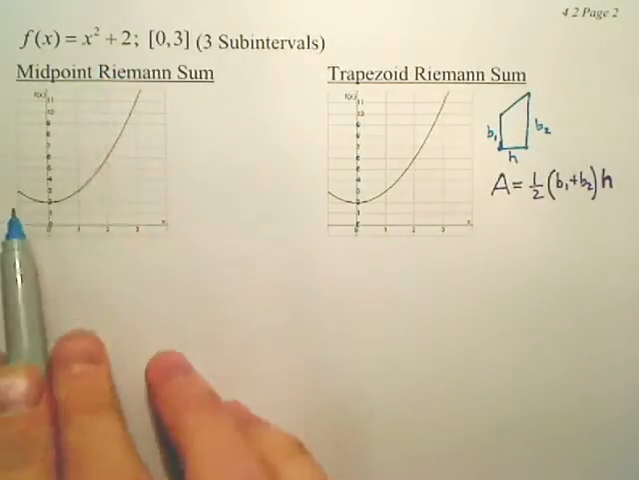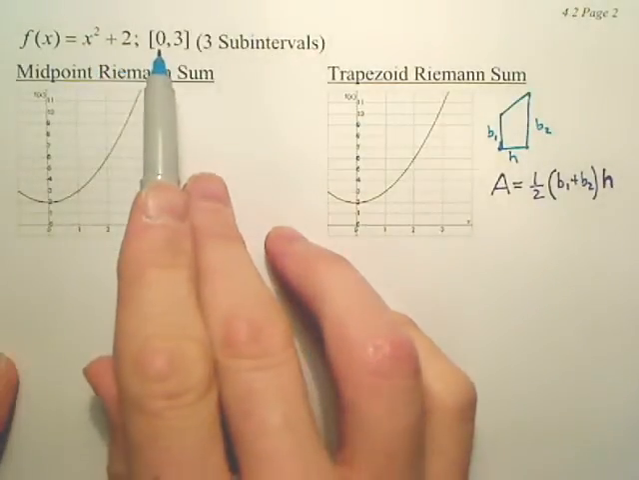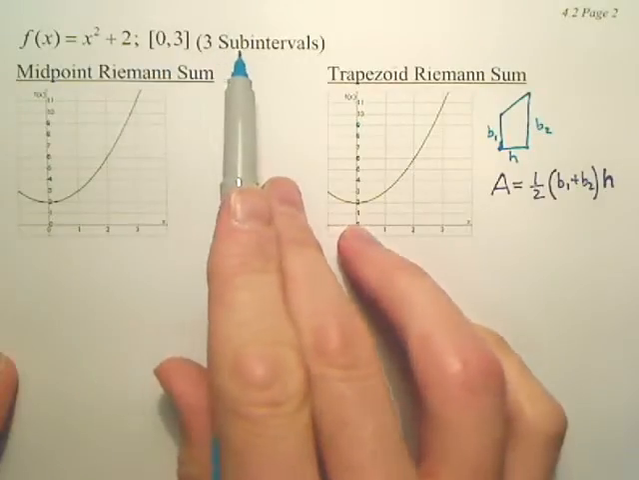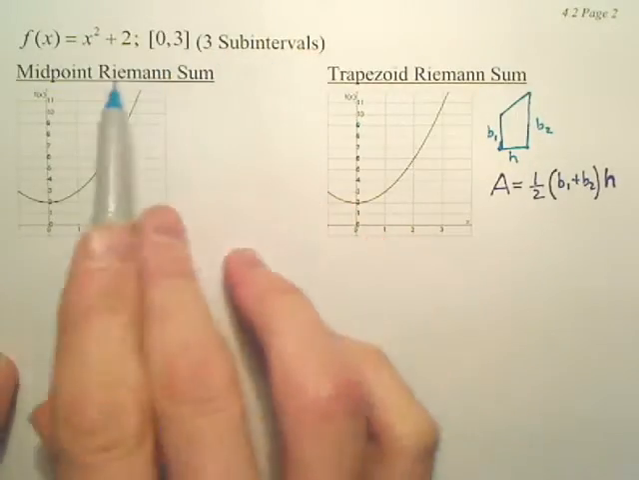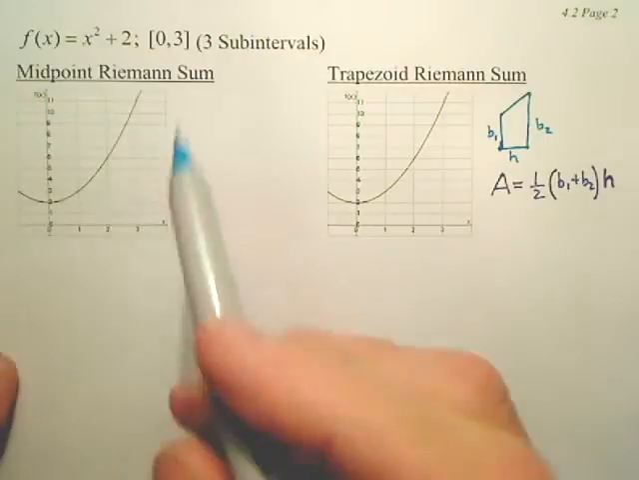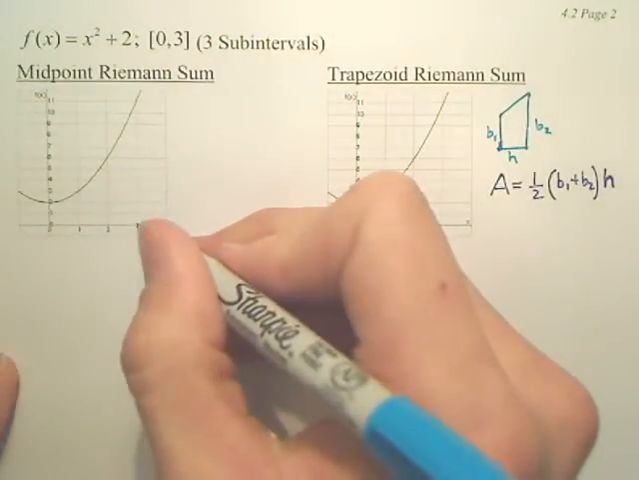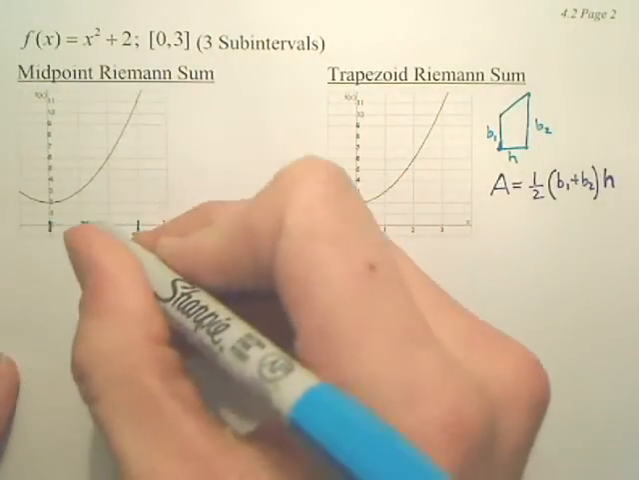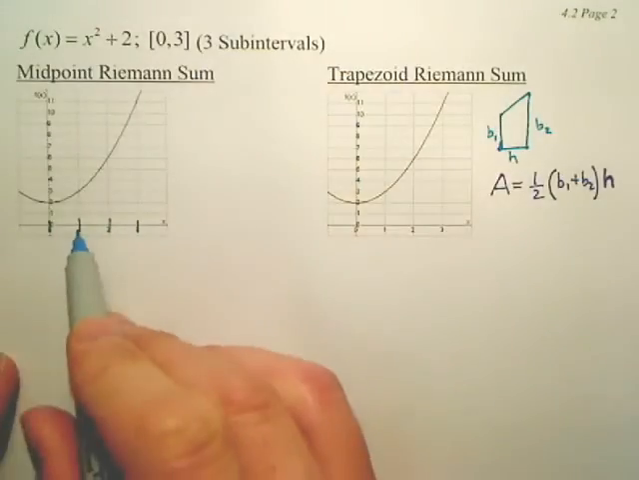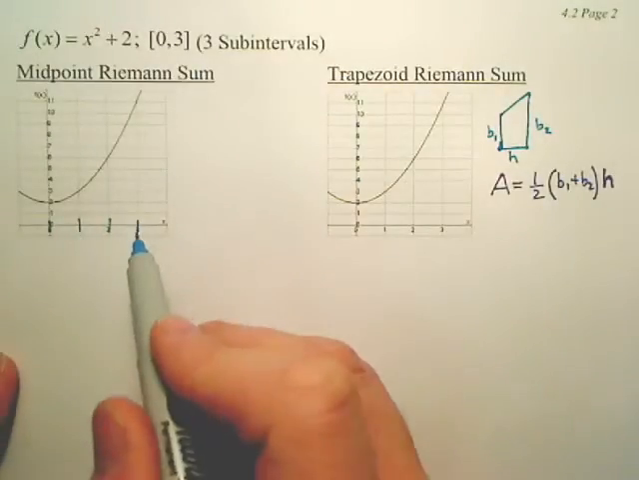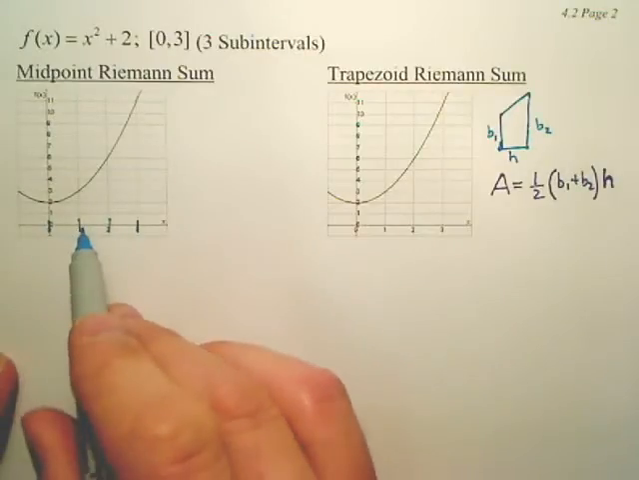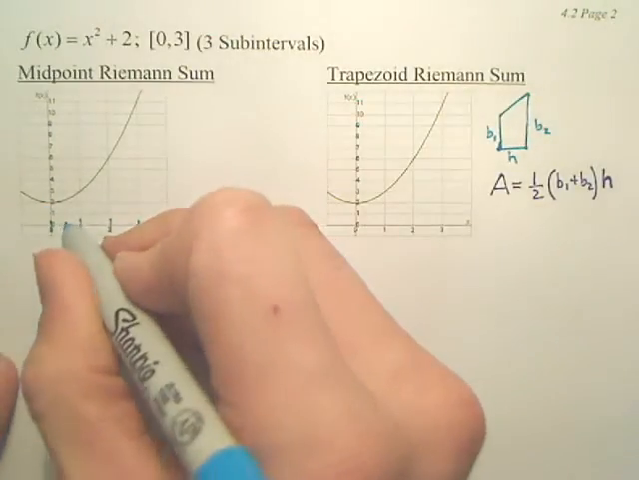I want to find the area under the graph of x squared plus 2 on the interval 0 to 3. I want to make 3 subintervals, but I'm making my rectangles using midpoints. As you can tell, it's 0 to 3, so here are my subintervals. They're each a width of 1. But to make my rectangle, we don't use the left or the right, we use the midpoint.